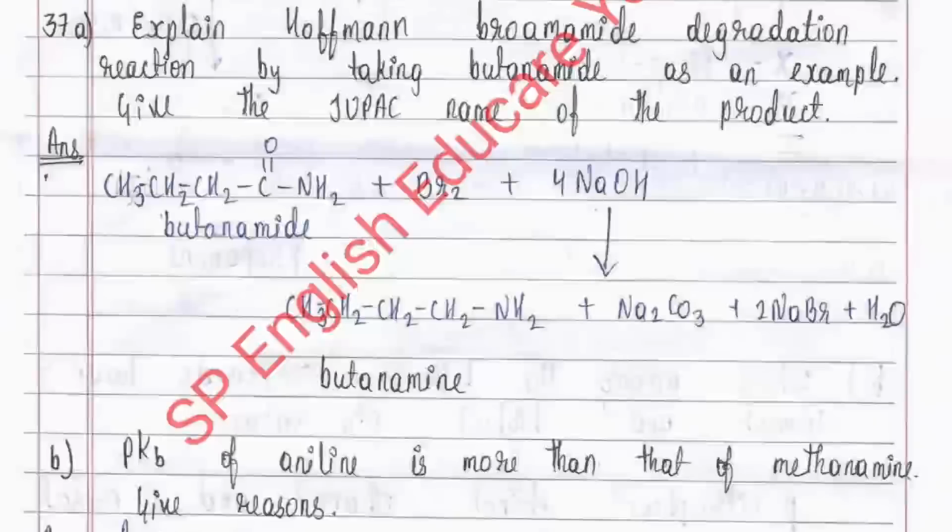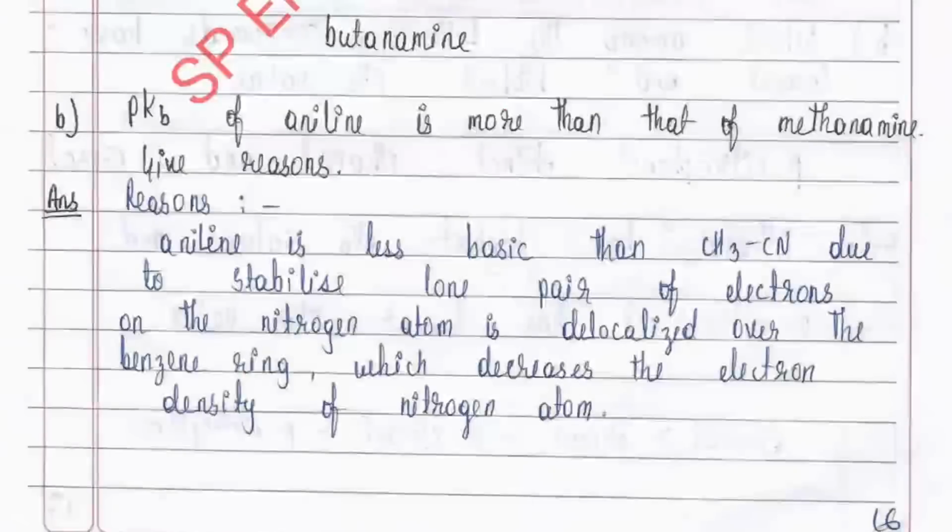37A. Explain Hofmann bromamide degradation reaction by taking butanamide as an example. Give the IUPAC name of the product, and the answer is below. B. pKb of aniline is more than that of methanamine. Give reason, and the answer is below.